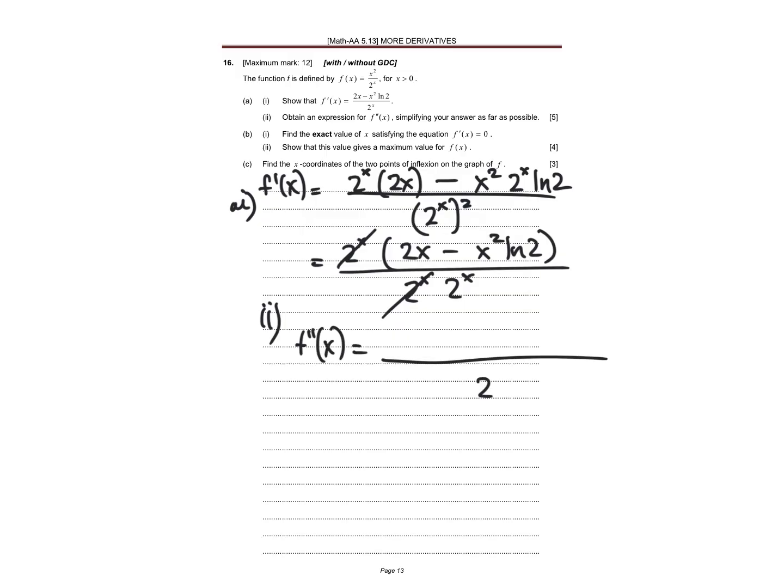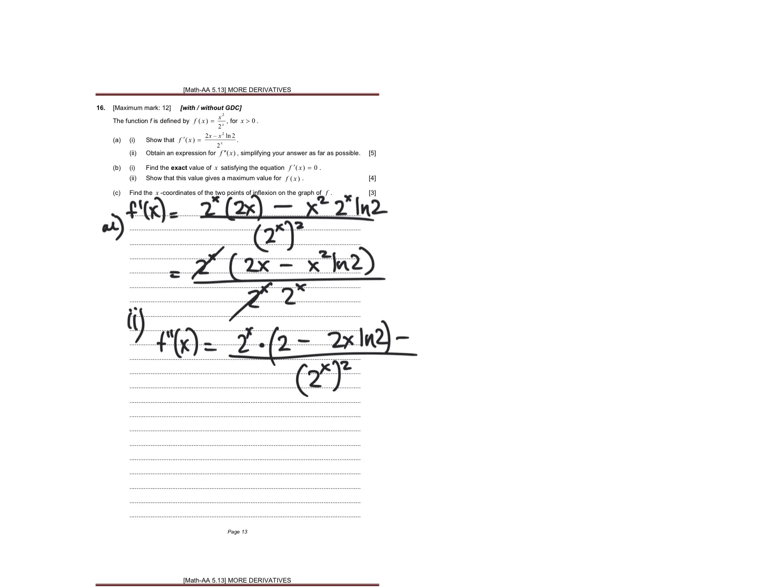So we have 2 to the x squared, and 2 to the x times the derivative of u, which is 2 minus 2x natural log 2, minus the derivative of v, which is 2 to the x natural log 2 times 2x minus x squared natural log 2.